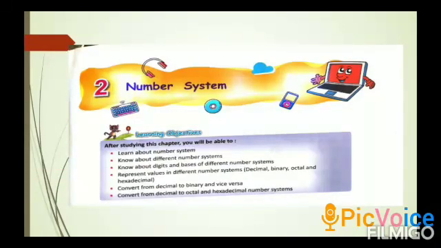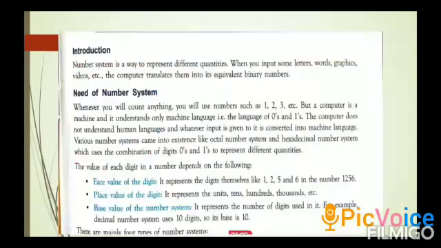Now we will discuss the second lesson, number system. What is a number system? Number system is a way to represent different quantities. Need of number system. To count anything, you will use numbers. But a computer is a machine, so it cannot understand human language. Computer only understands machine language, the language of zeros and ones.